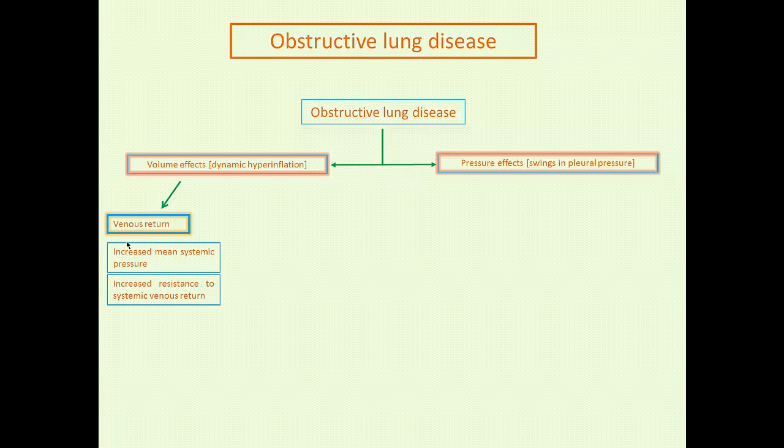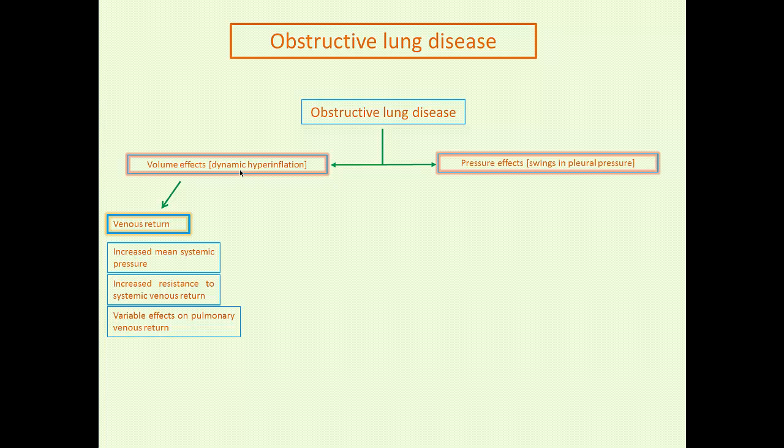In the hypervolemic patient, you tend to have an increase in the mean systemic pressure and increased venous return, whereas in the hypovolemic patient, the increased venous resistance effects tend to supersede and drive the physiology. And there are variable effects on pulmonary venous return as the lung volume increases. And I think I talk a little bit about this in Chapter 3 as well.